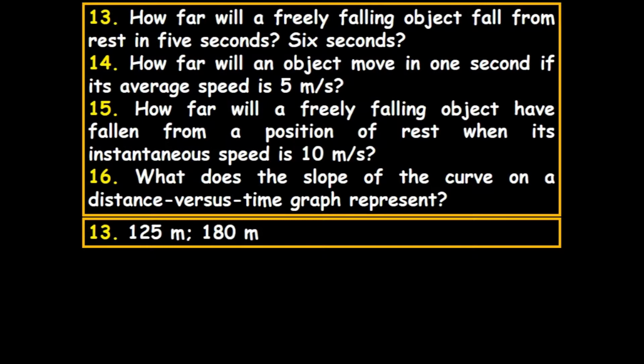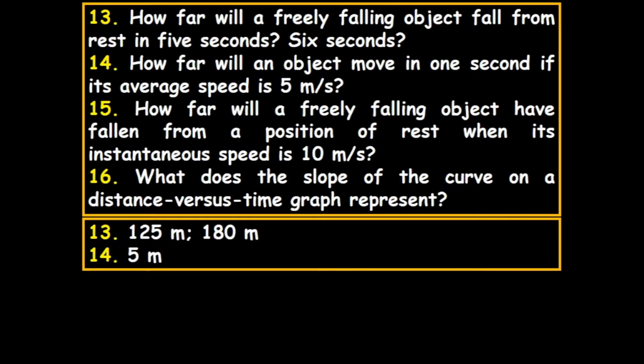How far will an object move in 1 second if its average speed is 5 meters per second? 5 meters, because the distance is velocity times time.